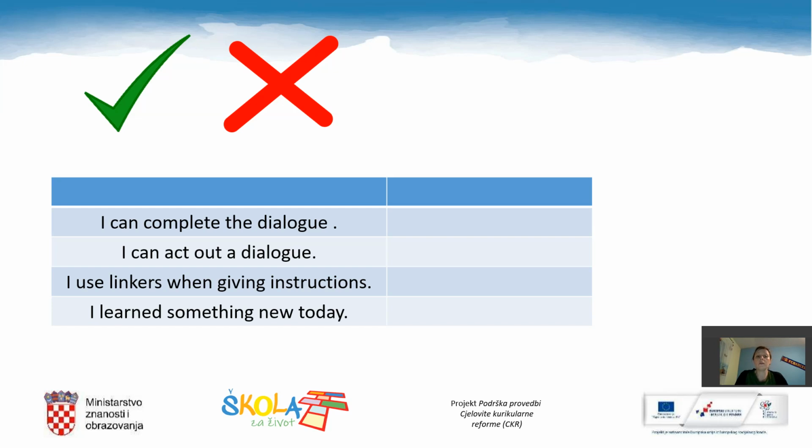I use linkers when giving instructions. So when you give instructions, do you use linkers first, then, after that, or finally? If you use them, put a tick. If you don't use them, put a cross. And the last one, I learned something new today. So have you learned something new today? If you have learned something new today, put a tick. If you haven't learned anything new today, then put a cross.